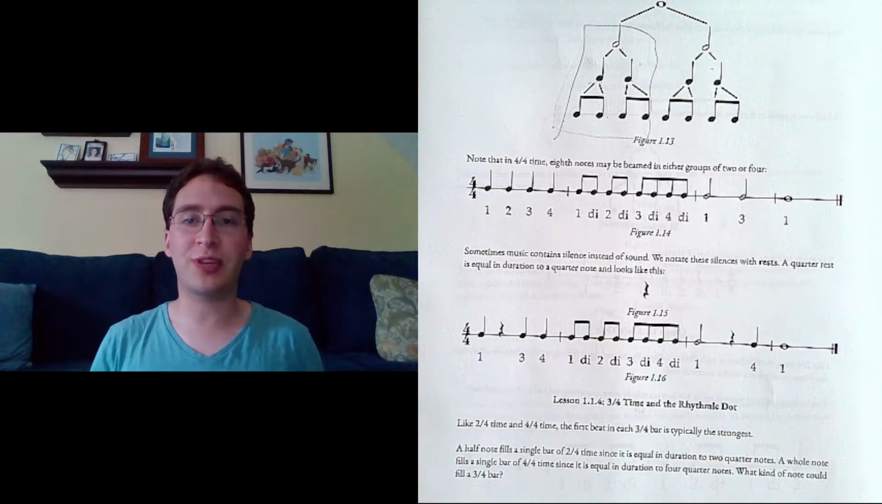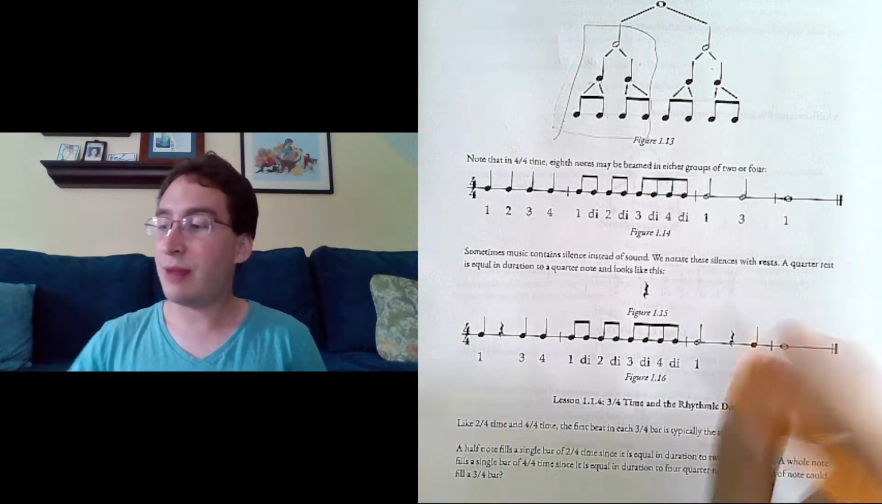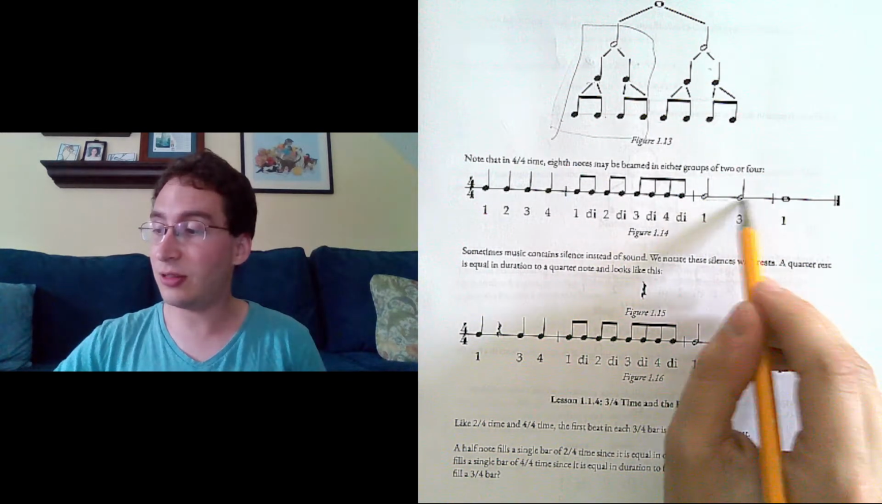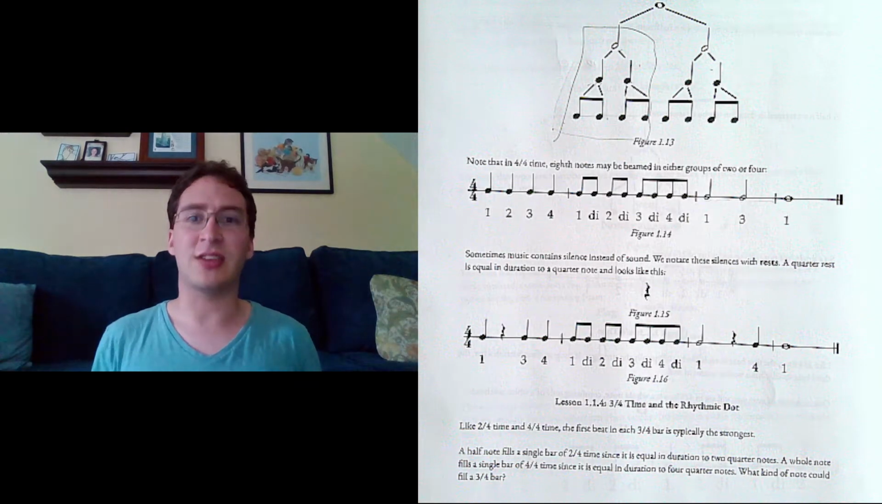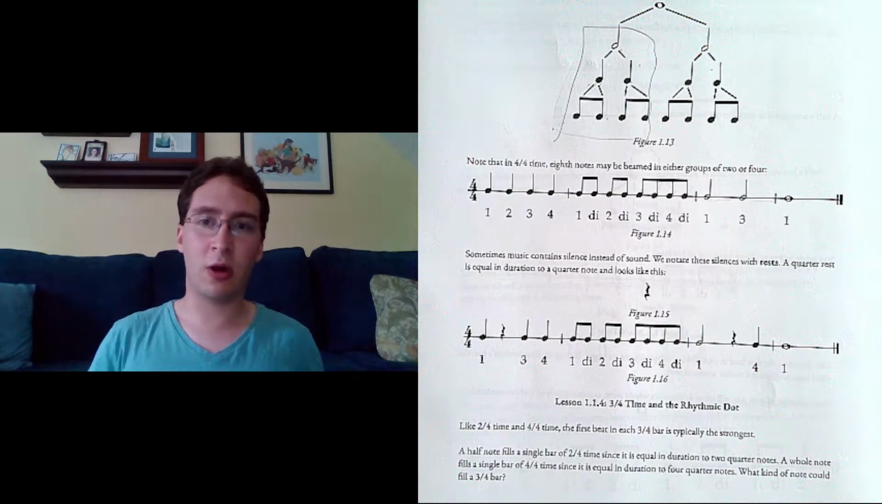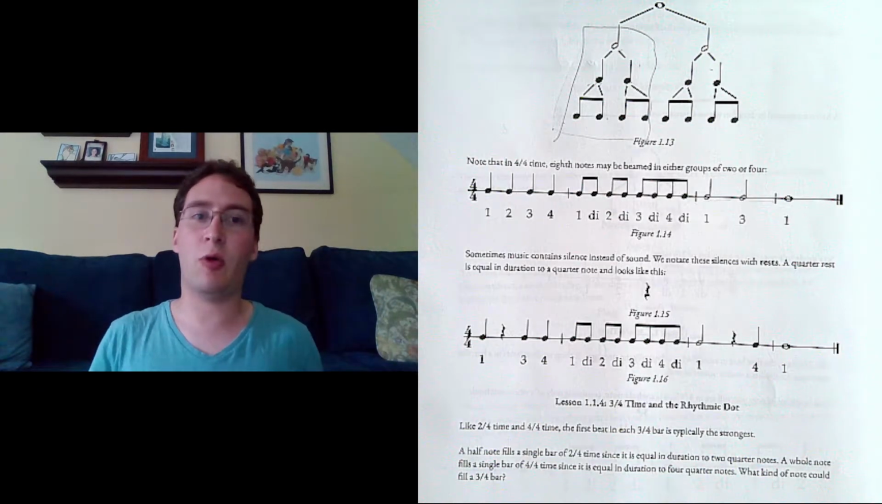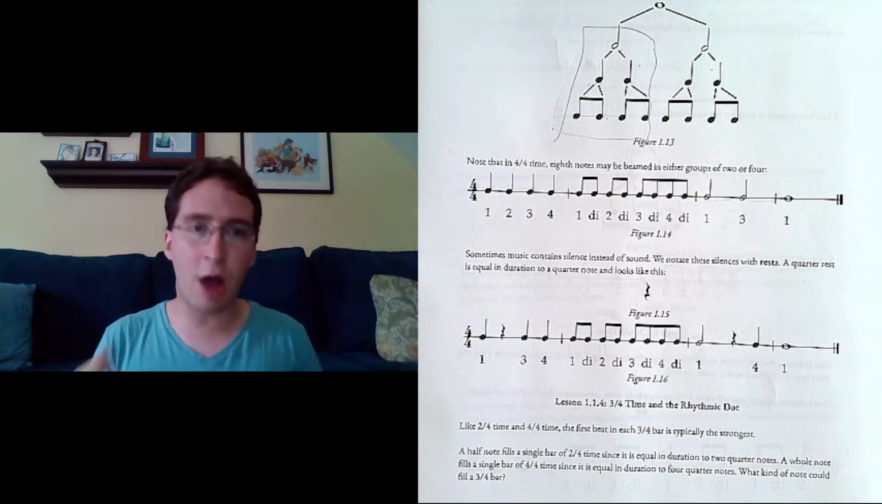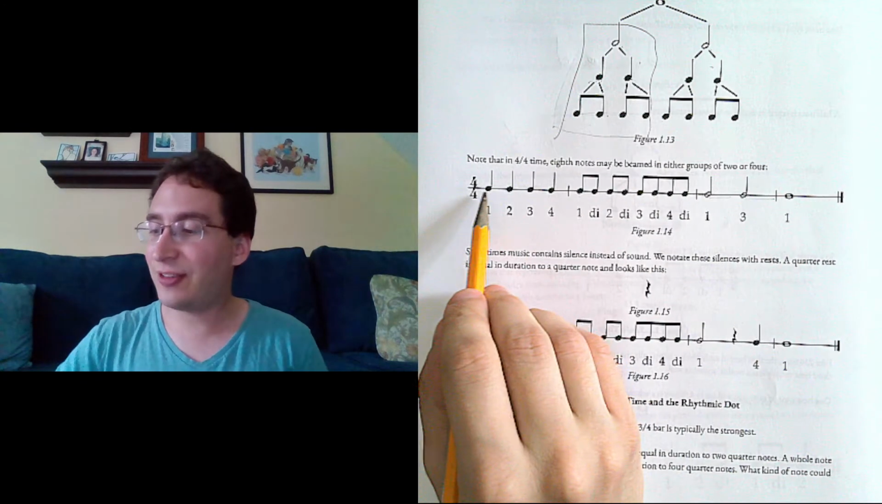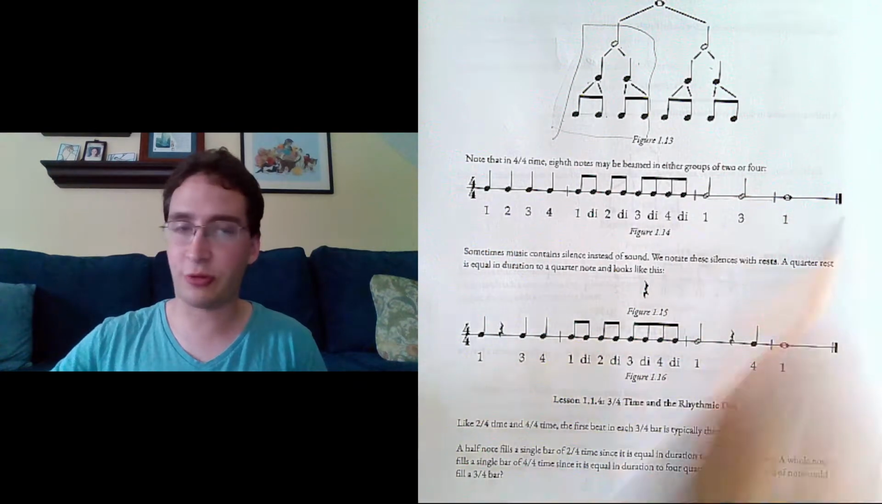1, 2, 3, 4, 1D, 2D, 3D, 4D, 1, 3, 1. Notice as I'm saying the rhythm that I'm making sure to sustain the notes all the way to the next note. Otherwise, it would sound like this. 1, 2, 3, 4, 1D, 2D, 3D, 4D, 1, 3, 1. And that is not what is notated. We have continuous sound all the way through.